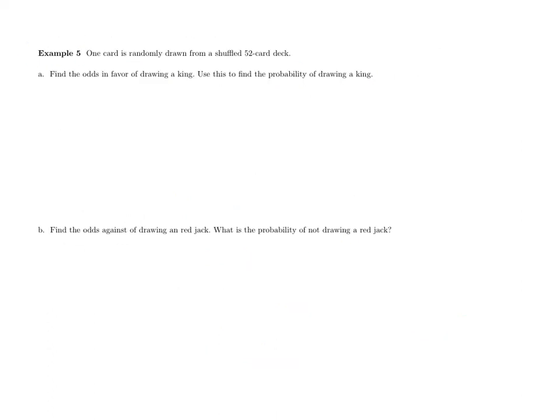In our last example, since we've talked about probability and odds, let's try to make a connection between those two things. We are told one card is randomly drawn from a shuffled 52 card deck. Part A says, find the odds in favor of drawing a king. For this one, I'm going to let E represent this event. Maybe I'll call it E1. That's the event that you draw a king. If you're talking about odds in favor, if you remember, it is this fraction.